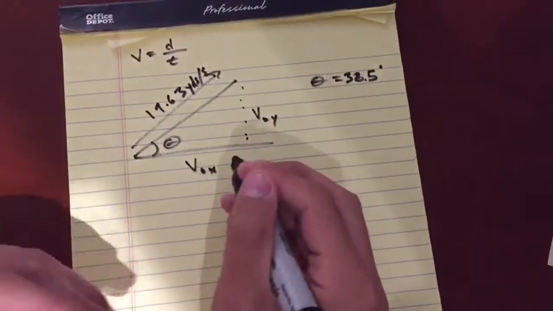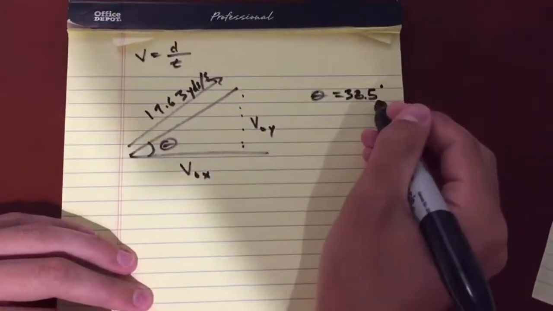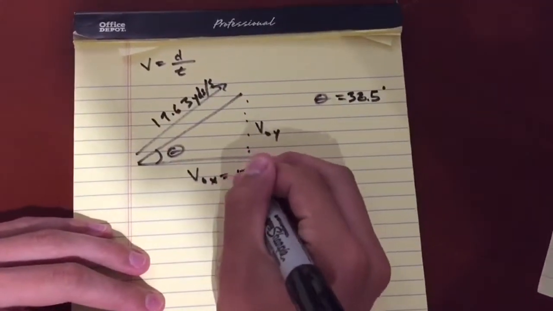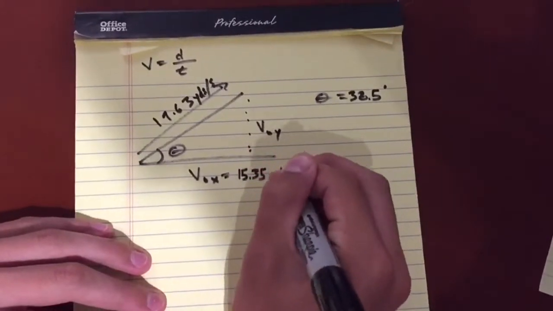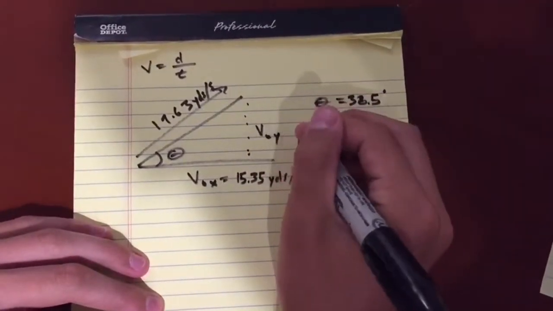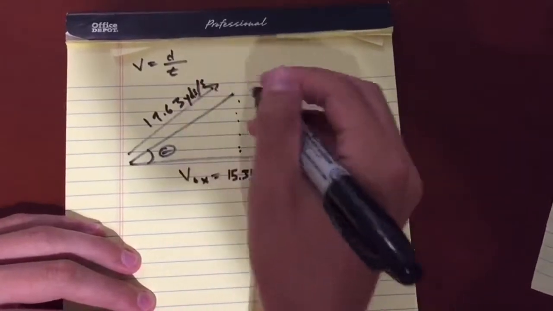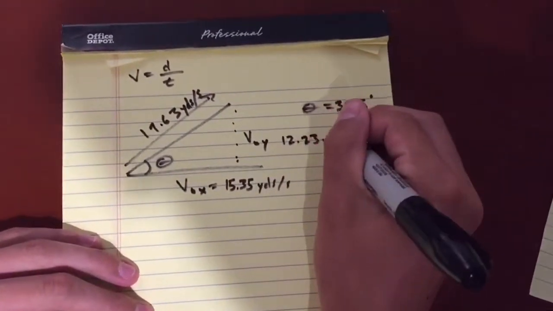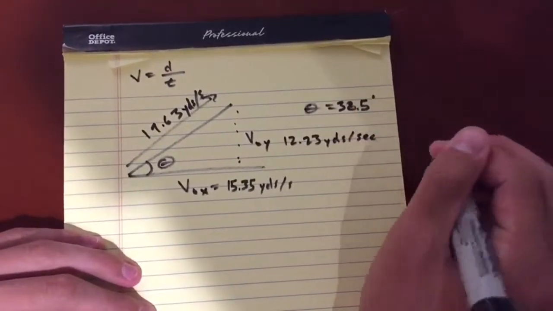The velocity in the x direction is simple. Cosine of 38.5 times 19.63 is equal to 15.35 yards a second. And the y direction is sine of 38.5 times 19.63, or 12.23 yards a second.